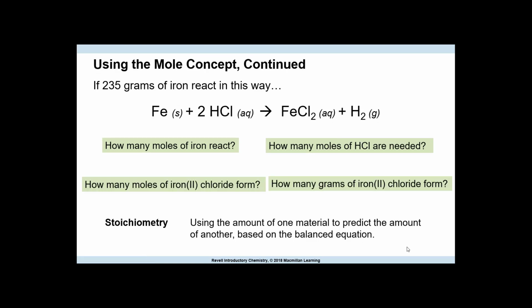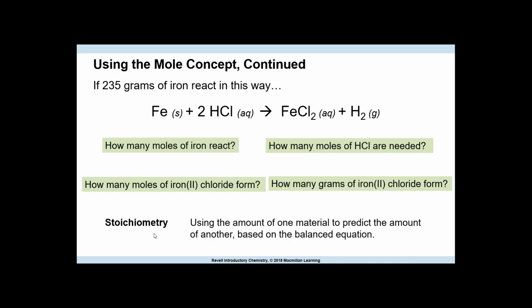Okay, so going on. This type of problem that we just did is called a stoichiometry problem. It's a nice fun word. This is what is going to follow us through chemistry, never getting away from it. These problems use the amount of one material to predict the amount of another material that is consumed or produced according to a balanced equation.